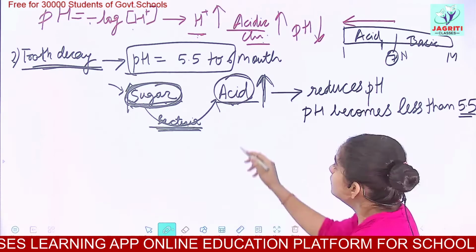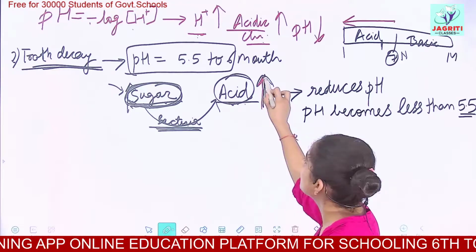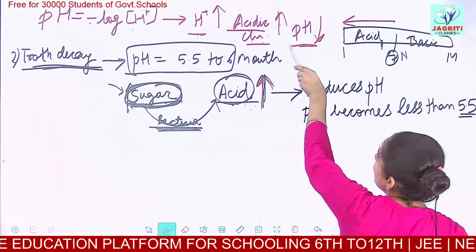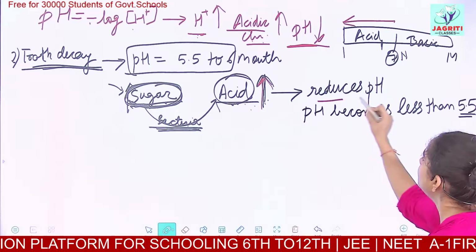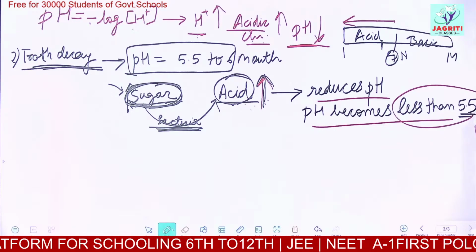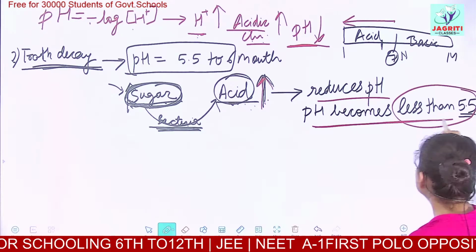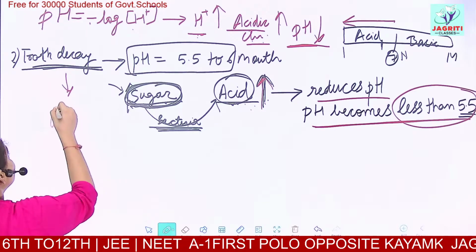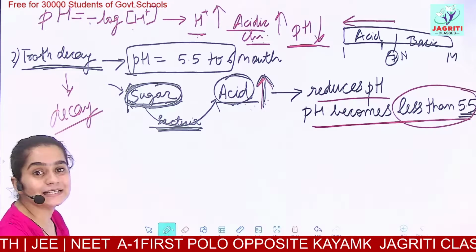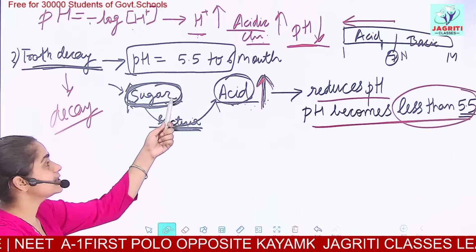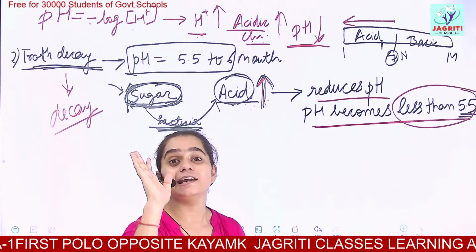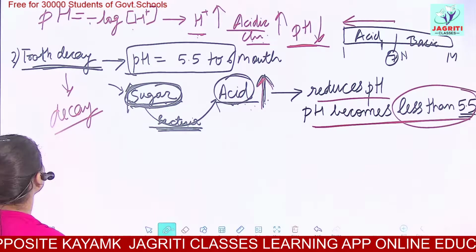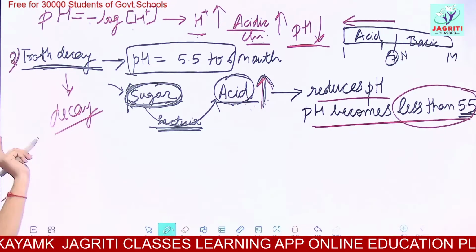Okay. So here when the sugar increases, acid also increases, and when acidic character increases, pH value reduces. So this increase in acid reduces the pH to less than 5.5. Now the pH reduces to less than 5.5 and we have the tooth decay. We have decay problems in our tooth. So it is advised not to intake much sugars in your diet, especially in the form of sweets and chocolates. So this was the second application of pH or importance of pH.